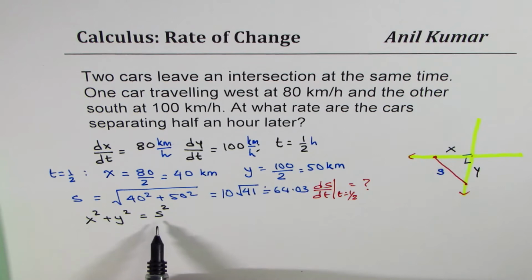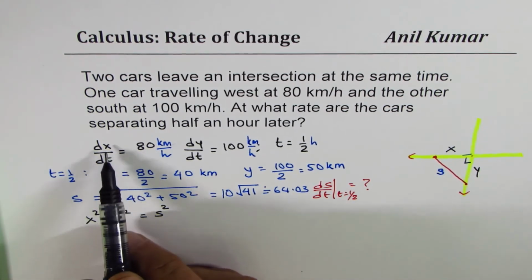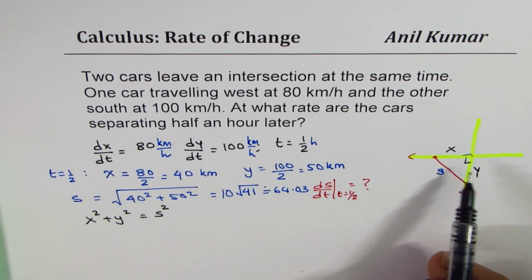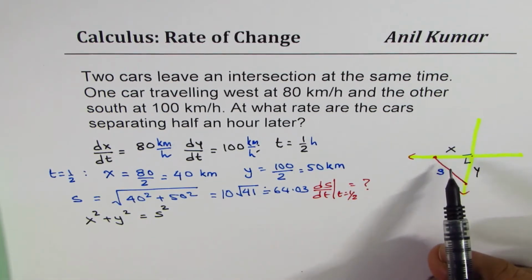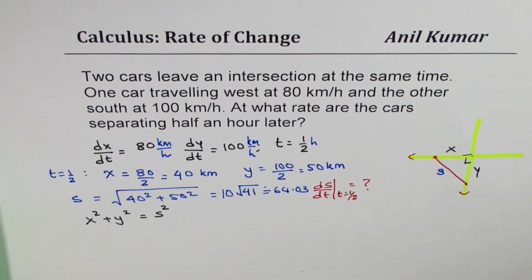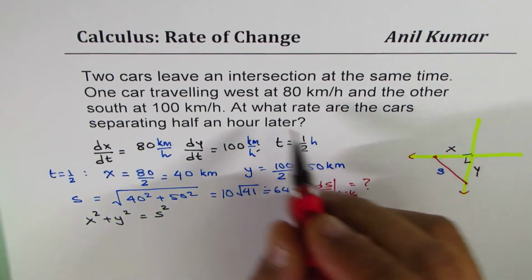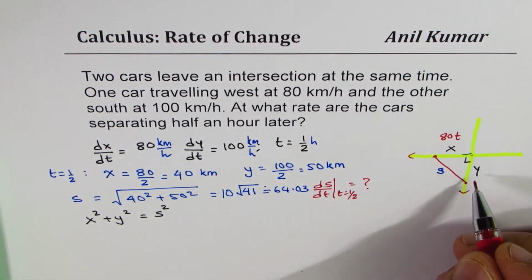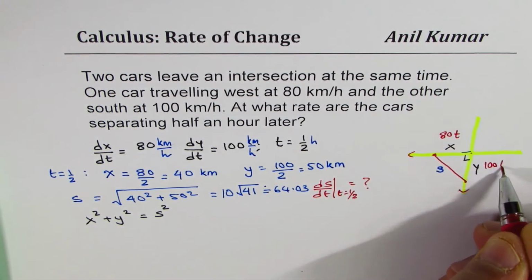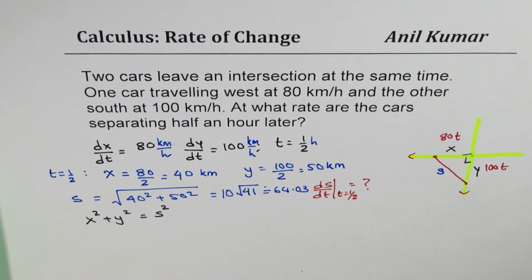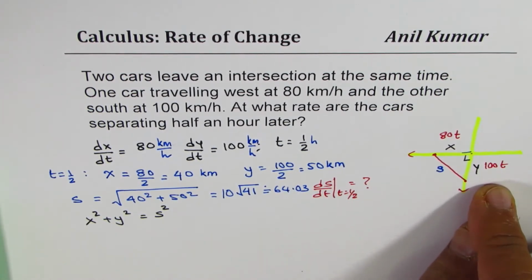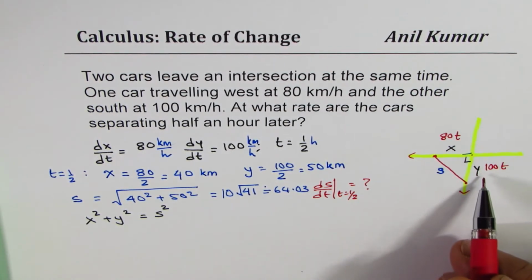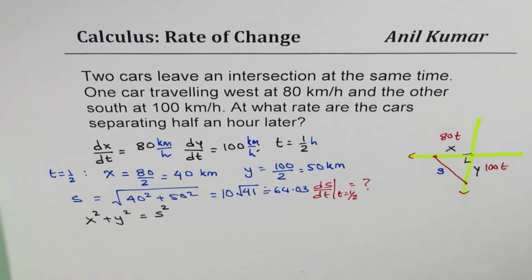Now, once you have this equation, since we have speed in terms of dx/dt, we don't have to write an equation. You could have written x as 80t, since the car is traveling at 80, and y as 100t. Is it okay? Then you have an equation with respect to time. That could be an alternate way of solving. Anyway, we didn't get into this. We'll do implicit derivation.